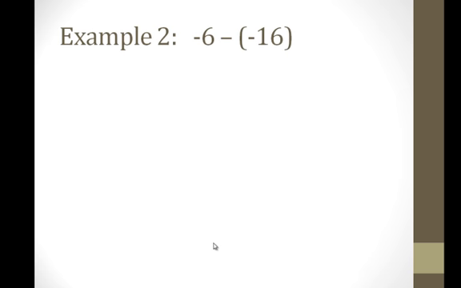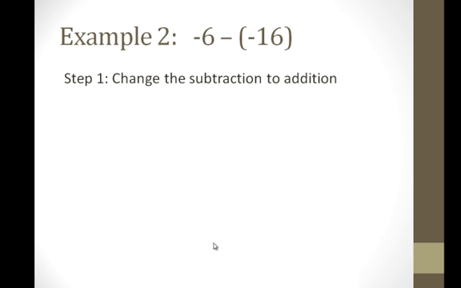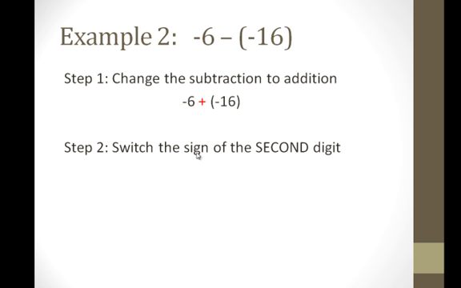Okay, now I have -6 subtract by -16. Again, the first step is to change the subtraction to an addition. The sign right in the middle, the subtraction sign, I'm going to change into an addition. So now I have -6 add by -16. Then I'm going to switch the sign of the second digit. This -16, that's the second digit. It was a negative, so I made it into a positive.